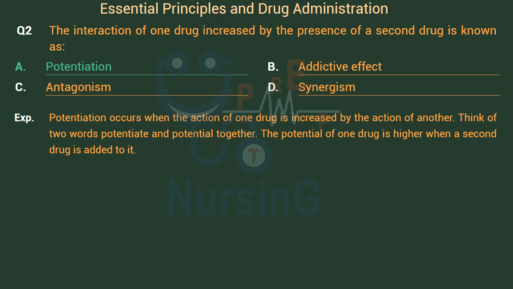Potentiation occurs when the action of one drug is increased by the action of another. Think of two words, potentiate and potential, together. The potential of one drug is higher when a second drug is added to it.